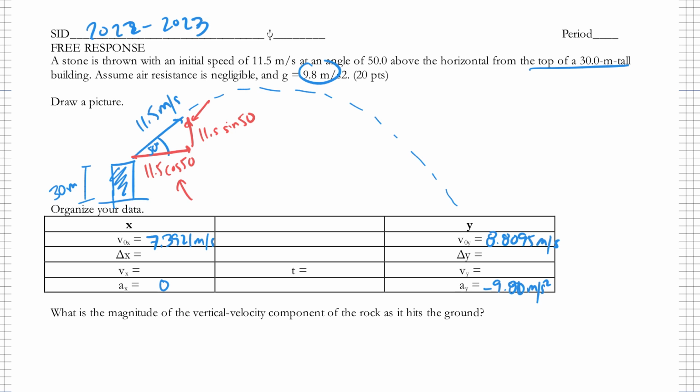So what else do we know? Delta X is going to be the distance from where this thing is shot to where it's landing. That's delta X right there, and I don't know what that is. Delta Y: we're starting at the top of the building and ending at the bottom of the building, maybe way over to the right, but it's still on the bottom. So it's negative 30 meters in the Y direction. I don't think we know anything else. We do know that the V in the X is 7.3921 meters per second because the V in the X never changes.